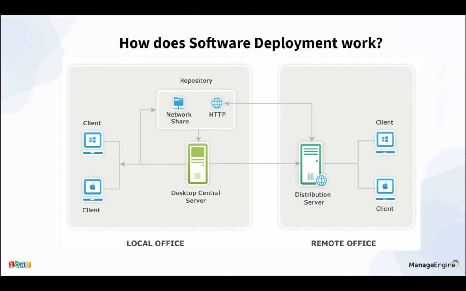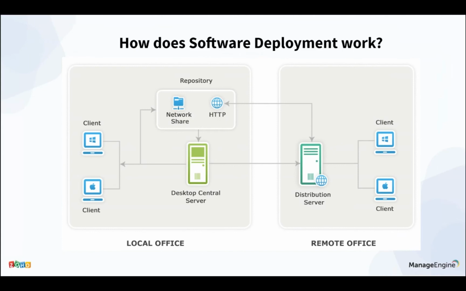If the clients are communicating directly to your Desktop Central server, maybe you have computers managed only locally, in such cases they'll be able to get this software either from the network share or from the HTTP repository. In case you are managing computers in a branch office or remote office, we use something called the distribution server. It gets the required software from the Desktop Central server or from the network share over the internet, and then it uses the local intranet connection to share it.